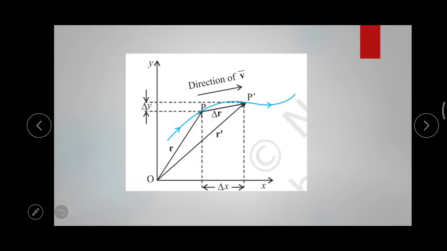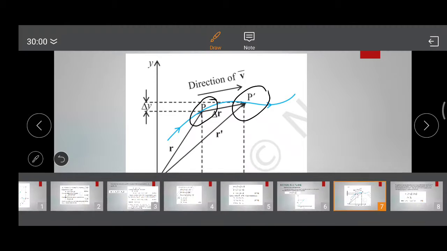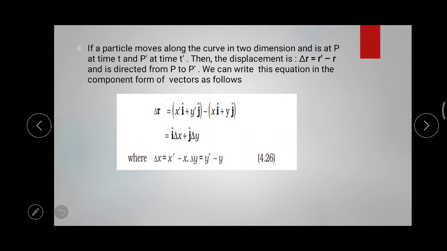This is the difference between the position vector of the particle at the final position and the initial position. So the displacement vector delta r is r dash minus r, and its direction will be from P to P dash, from the initial point to the final point.